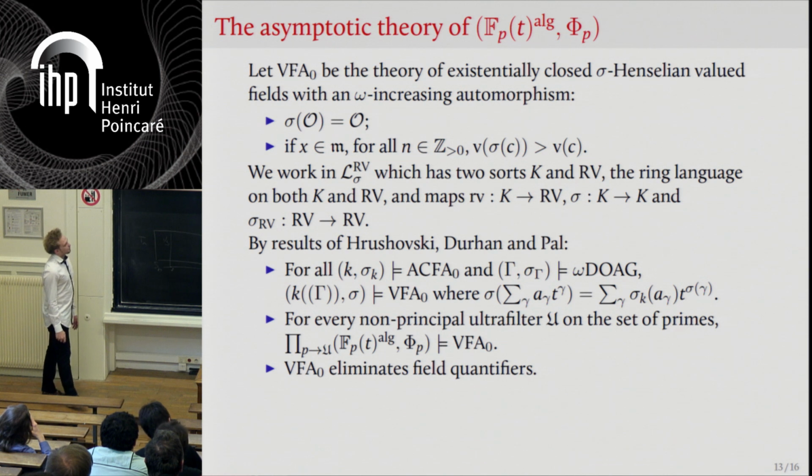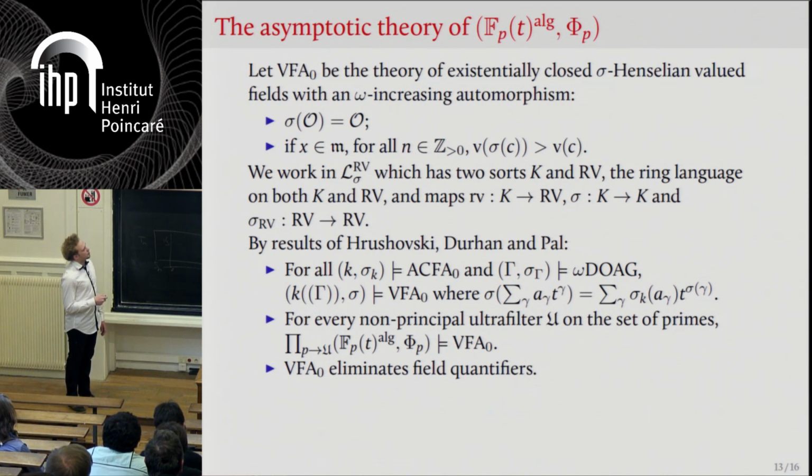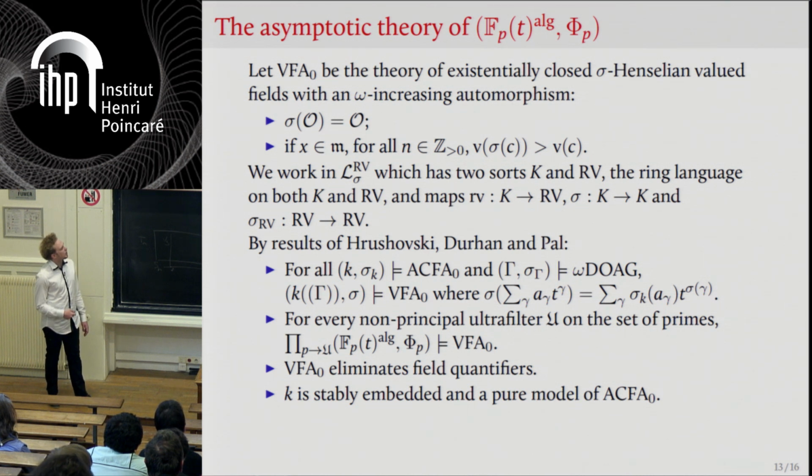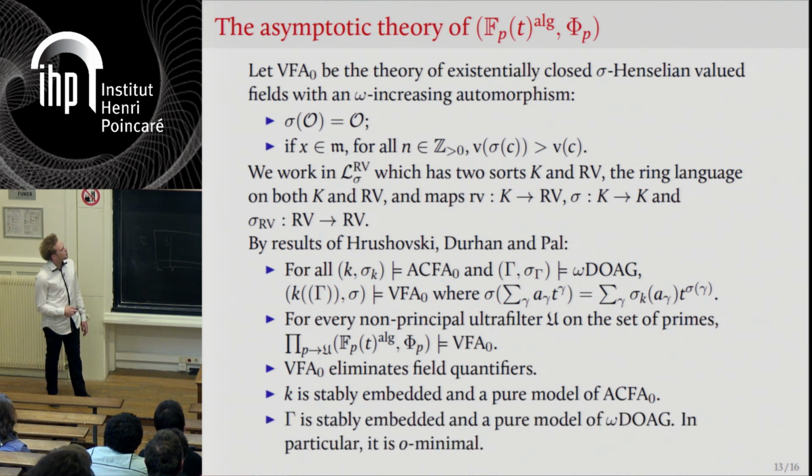We also know that VFA 0 eliminates field quantifiers, so this is almost proved by Durhan, but if you want the RV result, you actually have to look in the work of Powell. And K is stably embedded in a pure model of ACFA 0, and gamma is stably embedded in a pure model of omega Dirac. In particular, it's NIP minimal.